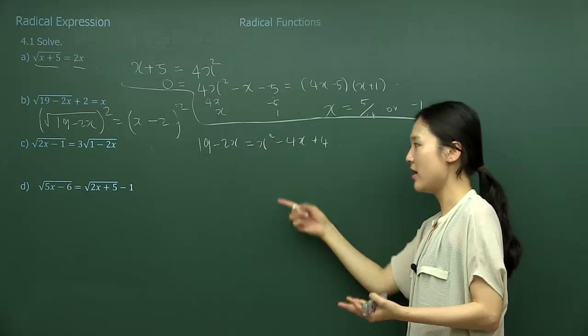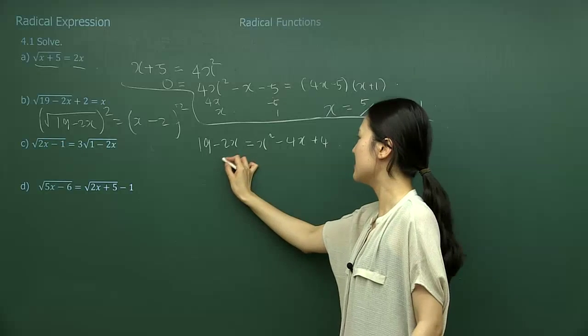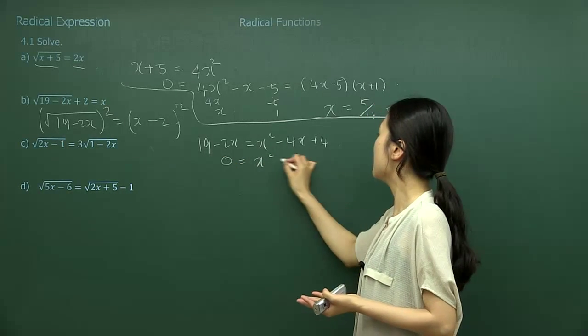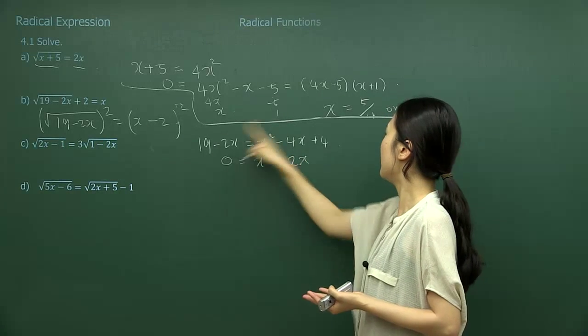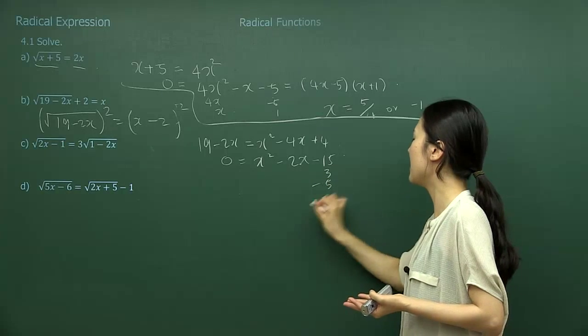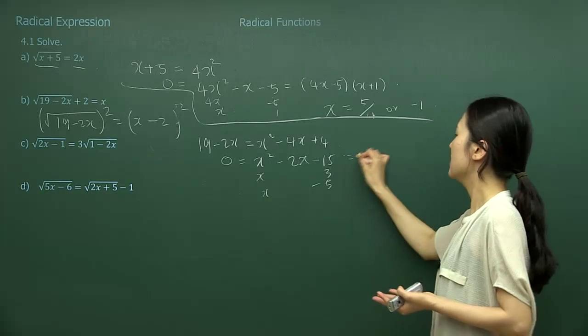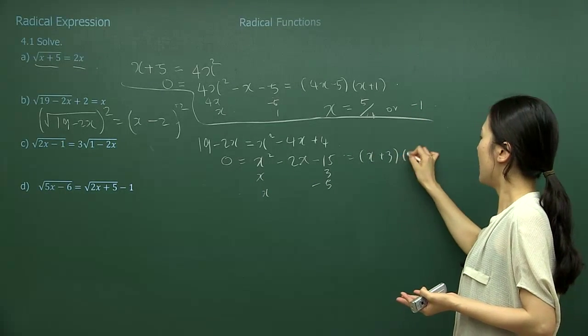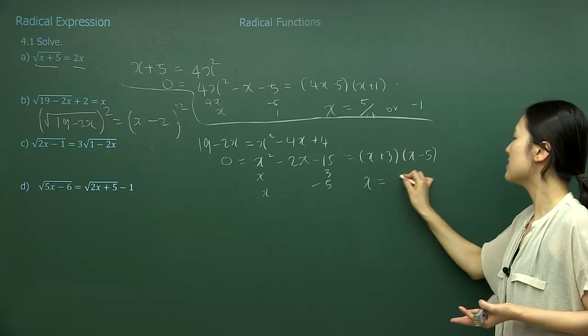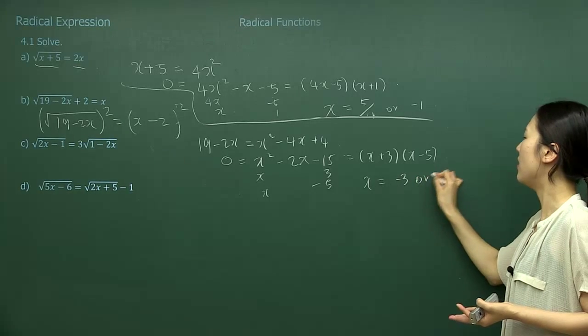Again, x squared is involved, so we have to solve it as a quadratic equation, because it is. And then that is minus 15. So 3, 5 with negative here, x and x. So x plus 3 and x minus 5 is what you get. So the x is negative 3 or positive 5.